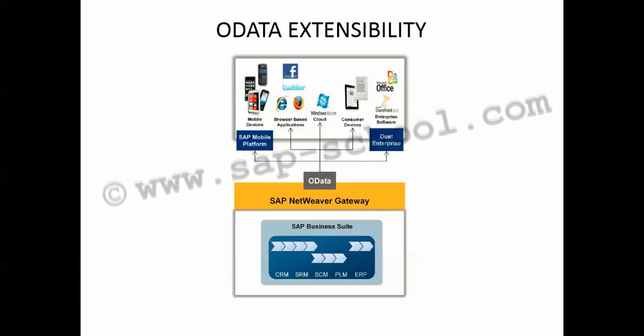In this diagram, we can see that first of all, I have my SAP Business Suite in which my whole business data resides. Then we have the SAP NetWeaver Gateway in which we are creating our OData services. After that, these OData services are accessed by the outside world using the SAP Mobile Platform or using portals. OData is an open standard API through which external applications and devices can communicate with my backend business systems.